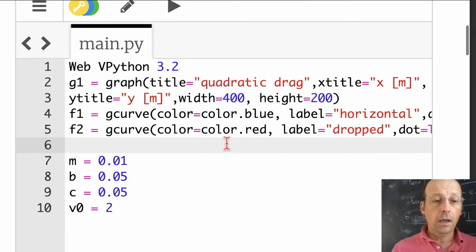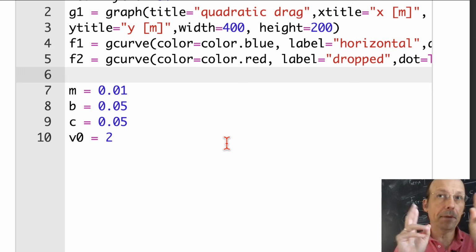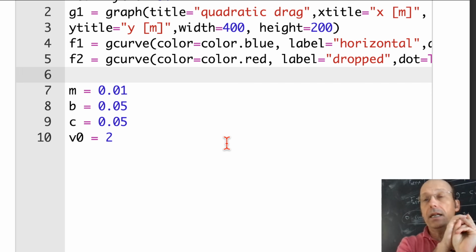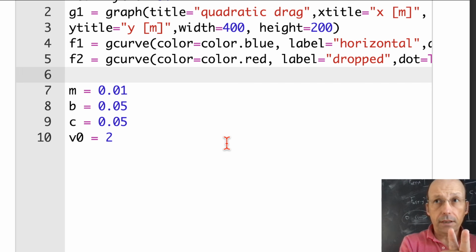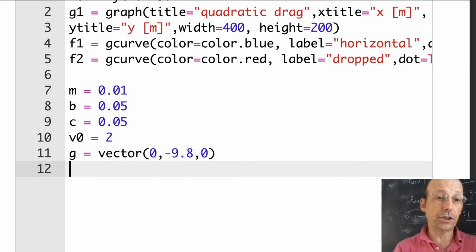OK, so I picked my mass. I picked my coefficient c. I picked my initial velocity v. But I need to have two positions. I need to have two velocity vectors to start off with. And then I can go from there. So let's start off. We're going to use vectors. I'm going to start off with my g vector, vector 0, negative 9.8, 0. I'm going to start off with my position.